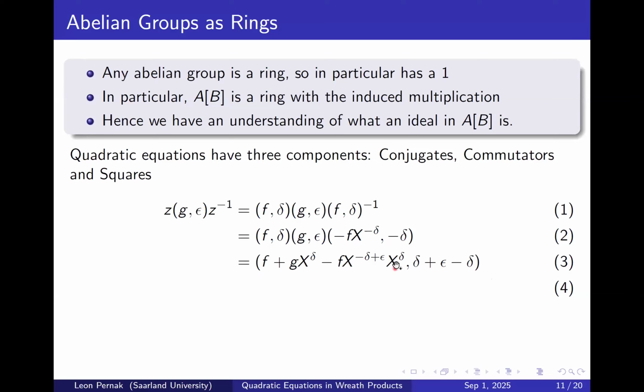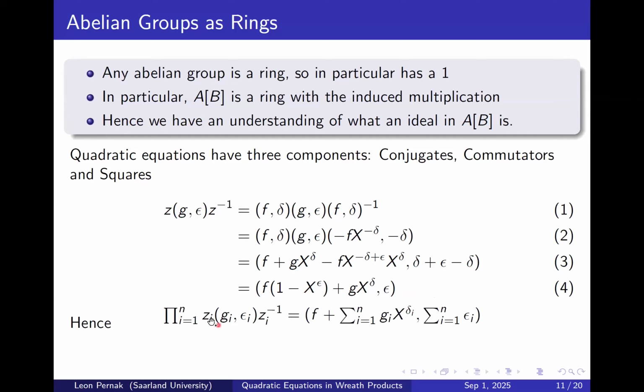Now, these are polynomials in A of B, and these are things in B. You can already see that here delta and minus delta are going to cancel. Well, and in the first component, we are just pulling out a factor. So we have f here, and we have f multiplied by x to the minus delta somewhere else. So yeah, we can put this here. So this is what a conjugate generally in a wreath product of abelian groups looks like, right? So in particular, I have products of these conjugates, which will look like this.